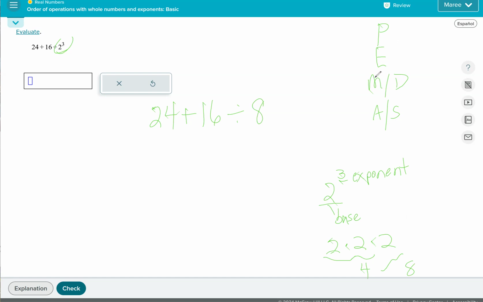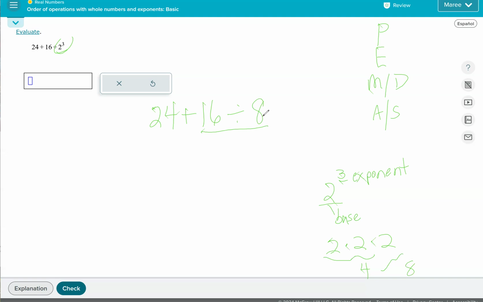Now we want to do multiplication and division next. So we want to do 16 divided by 8. This is where a lot of people might make mistakes because they really want to start at the left and just go straight to the end. So I like this topic. They're kind of making you, actually, we're starting at the end.